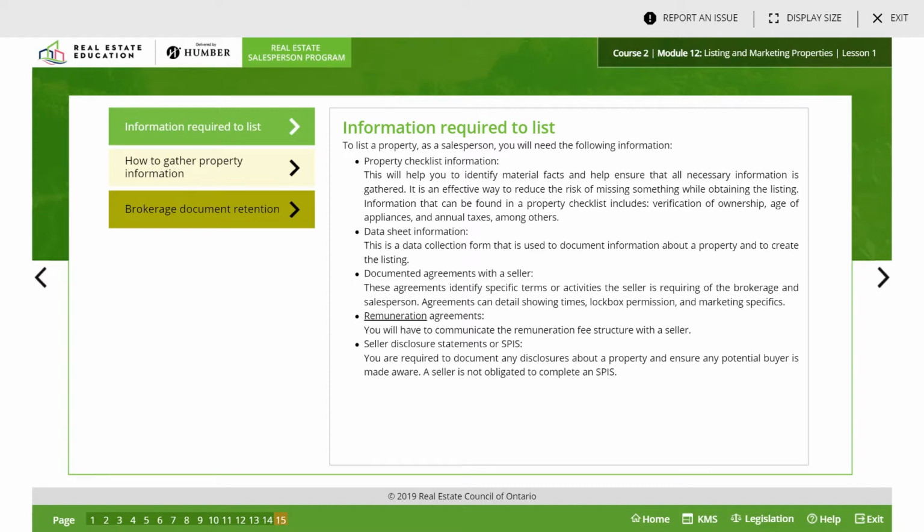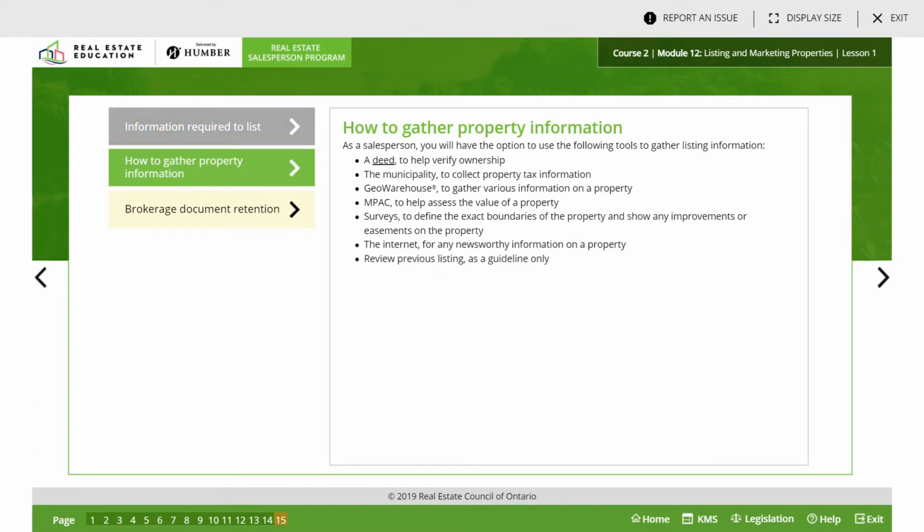A seller is not obligated to complete the SPIS. Ways to gather all the property information: You can get the deed. It helps verify the ownership. The municipality helps you verify the property tax information.